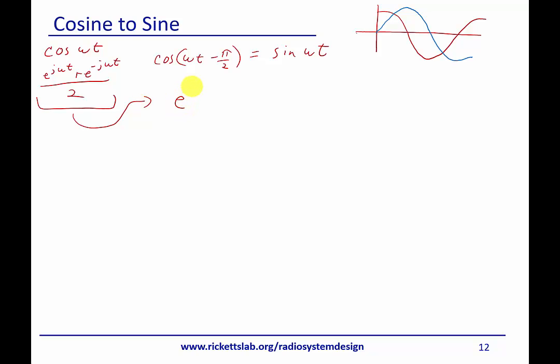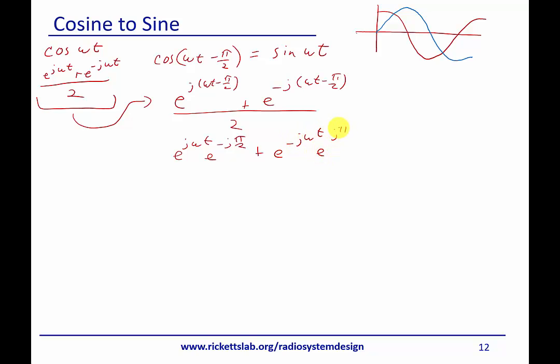But let's look at this representation and see what happens when we do that mathematically. So let's take e to the j (omega t minus pi over 2) plus e to the minus j (omega t minus pi over 2), over 2. All right, now let's just multiply that out. We get e to the j omega t times e to the minus j pi over 2, plus e to the minus j omega t times e to the j pi over 2, and this is all over 2. Now you may be stuck here for a second saying, what the heck is e to the minus j pi over 2?